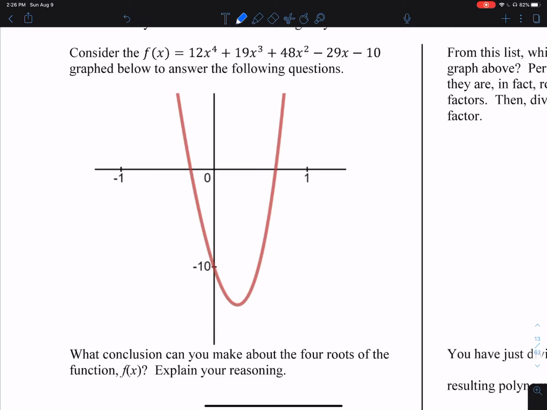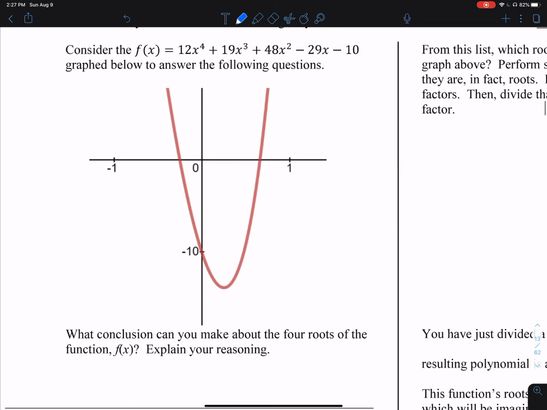PreAP PreCalculus. We're in notes 4.3. This is the second part of these notes. In the first part, we learned how to use the rational root theorem. We used it to find roots that maybe weren't rational. We found some imaginary roots and we found some irrational roots. In each of those cases, once we found the quadratic that was left, it was really easy to solve that quadratic. All right, so we got a couple more examples to do.